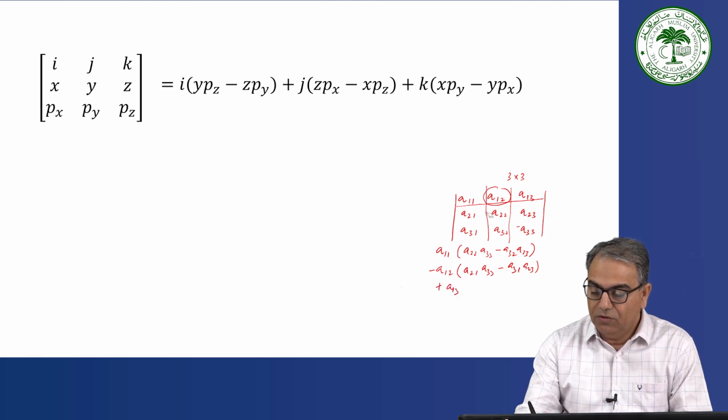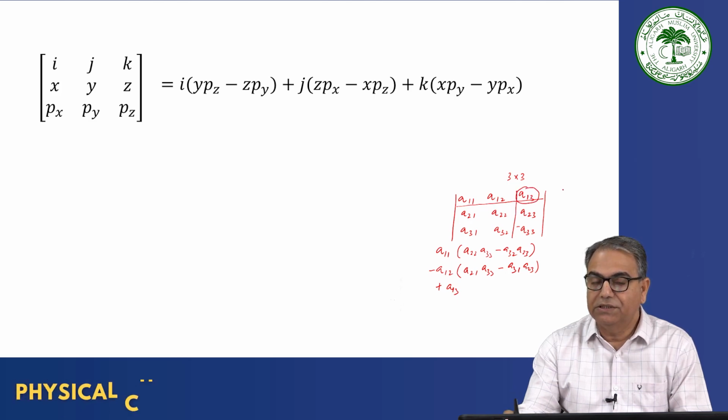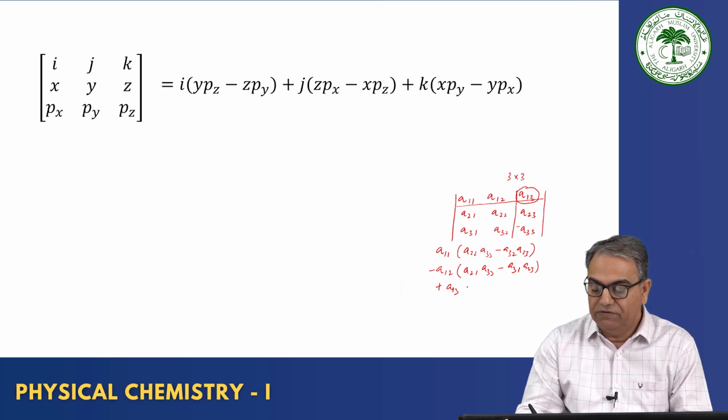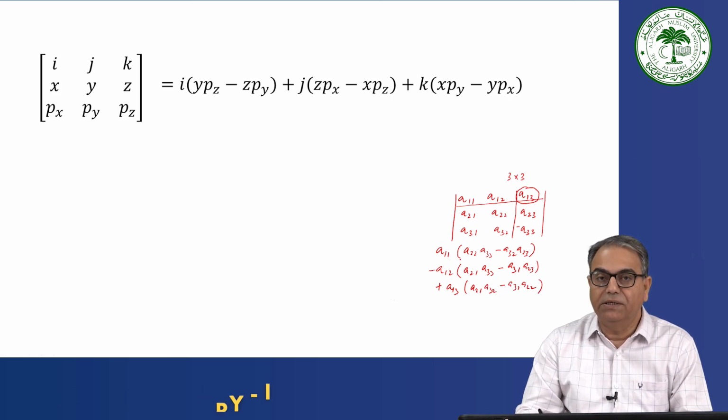So let me erase this one, and now you are taking A13. So neglect this column and this term and the first row, and again you have a 2 by 2 matrix. So it will be A21 A32 minus A31 A22. This will be the value of the matrix, okay.